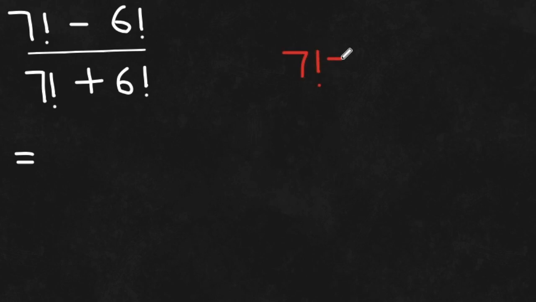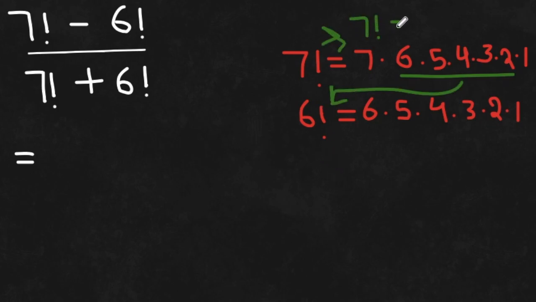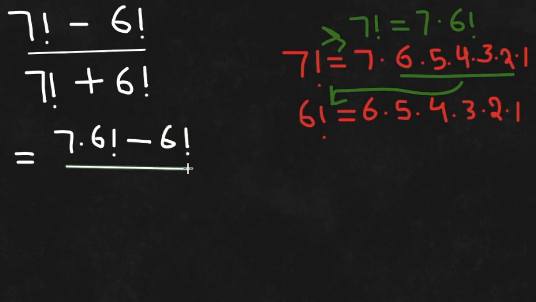First of all, let's see how 7 factorial can be written. That is 7 into 6, 5, 4, 3, 2, 1. Similarly, 6 factorial can be written as 6, 5, 4, 3, 2, 1. It means that this is equal to 6 factorial, and eventually 7 factorial can be written as 7 into 6 factorial. So that's the key part here. So write 7 factorial as 7 into 6 factorial. 6 factorial remains the same.